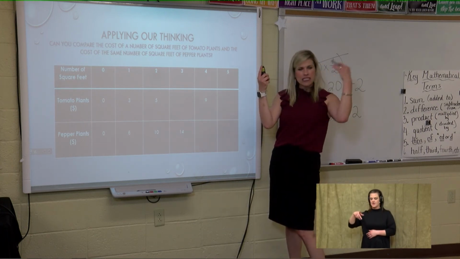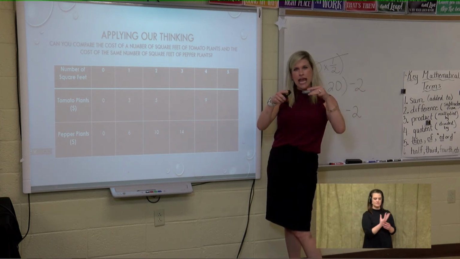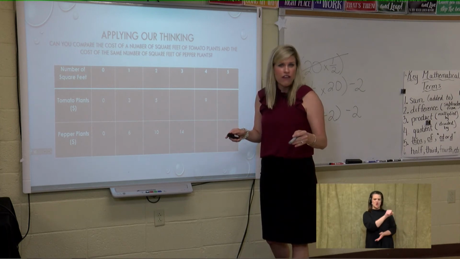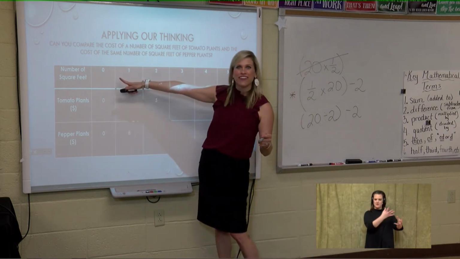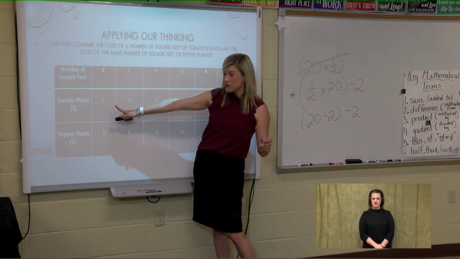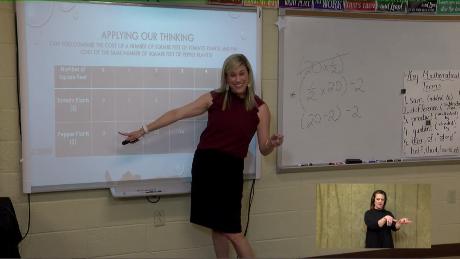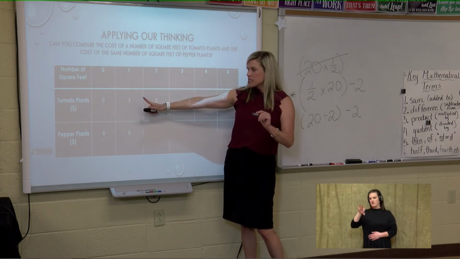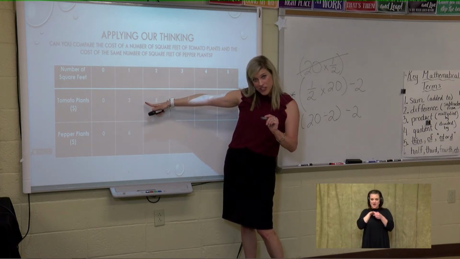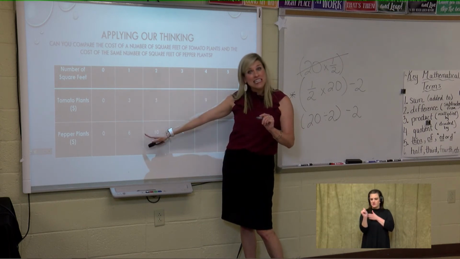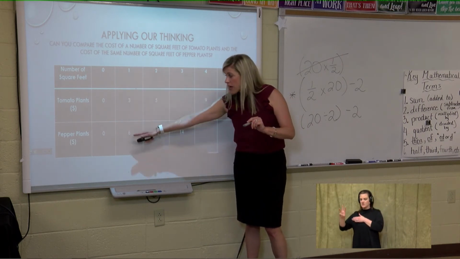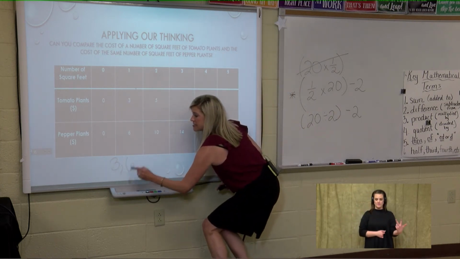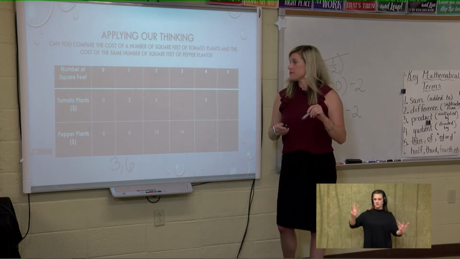All right, so I'm visualizing tomato plants and pepper plants, and I'm looking at how much each would cost and the square footage that they would cover. If there's no square feet, that means there's no tomato plants and there's no pepper plants. But what if there's 1 square foot? Tomato plants would cost $3 and pepper plants would cost $6. So these corresponding terms right here would be 3 and 6, 3 to 6.